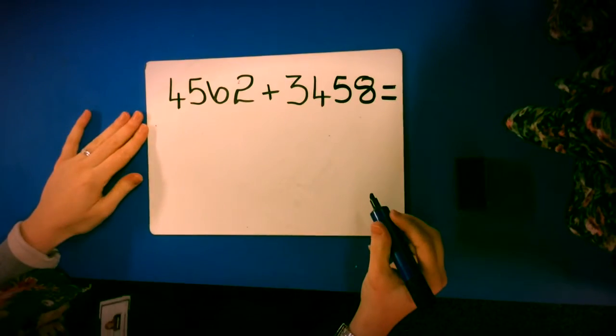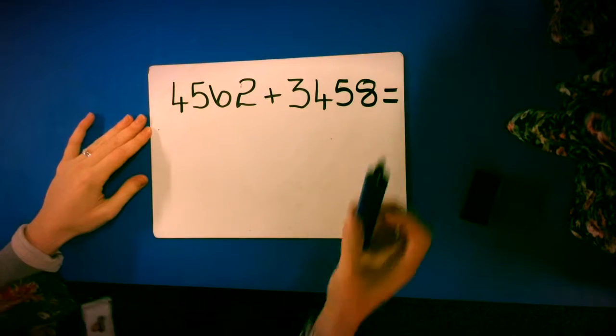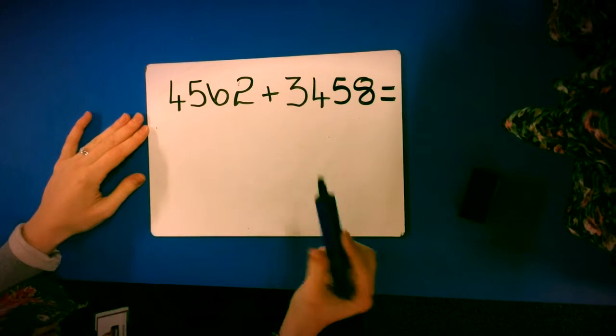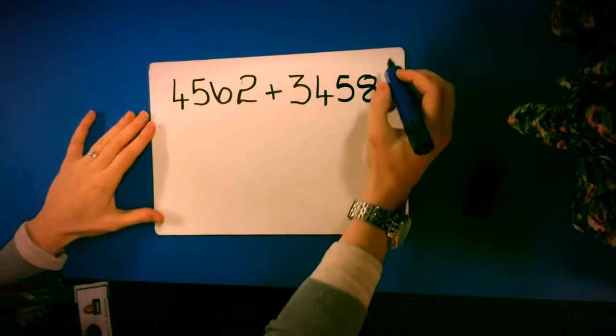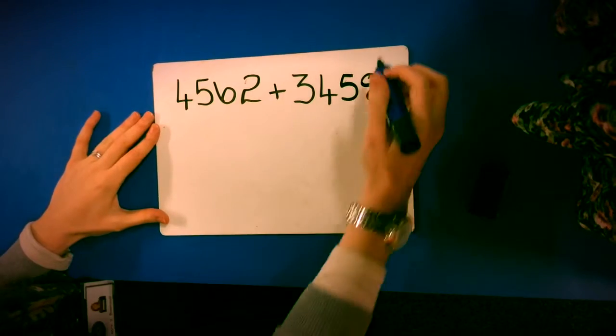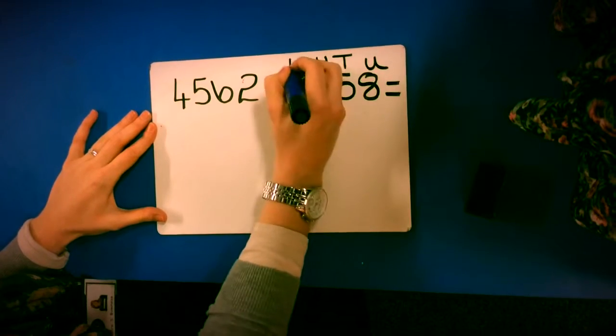This is Year 4 column addition. In Year 4, the expectation is that children can add 4-digit numbers, so I'm going to show you how we would do it in class. We'd start by writing our place value columns above each digit: units, tens, hundreds and thousands.